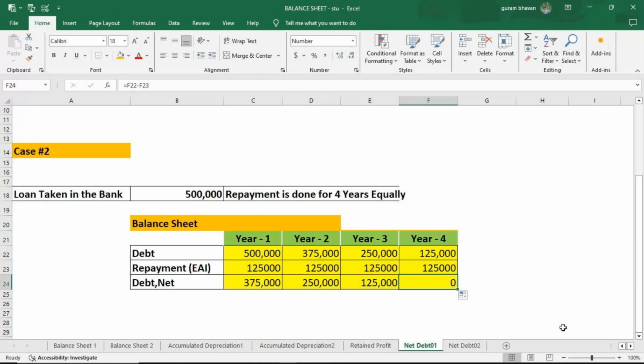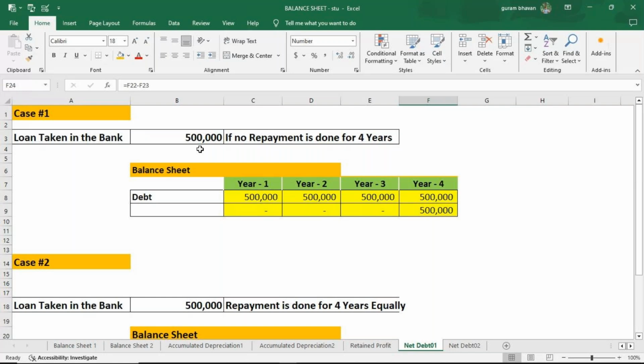Ma'am, we don't have to do anything in case 1. Nothing. If I am not paying any amount, here they are telling that I have taken the loan. If no repayment is done for 4 years, first year I have not done any repayment, second year nothing I have paid, third year nothing I have paid, then in the fourth year the loan amount will remain the same.